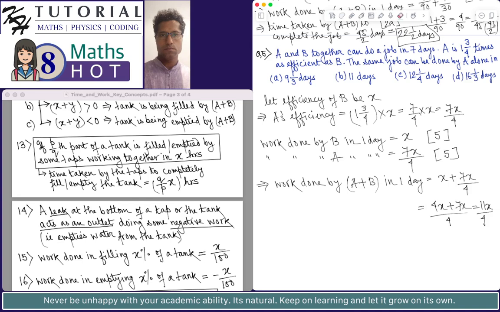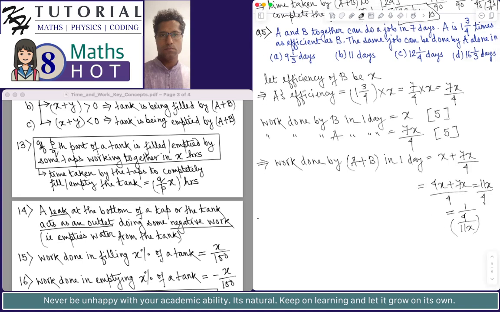I applied it when finding the work done by A plus B in one day, which is x plus 7x by 4. So now, from the fact that the work done by A plus B in one day is 11x by 4, I would like to express it in the form of 1 by n. This is 1 by (4 by 11x).